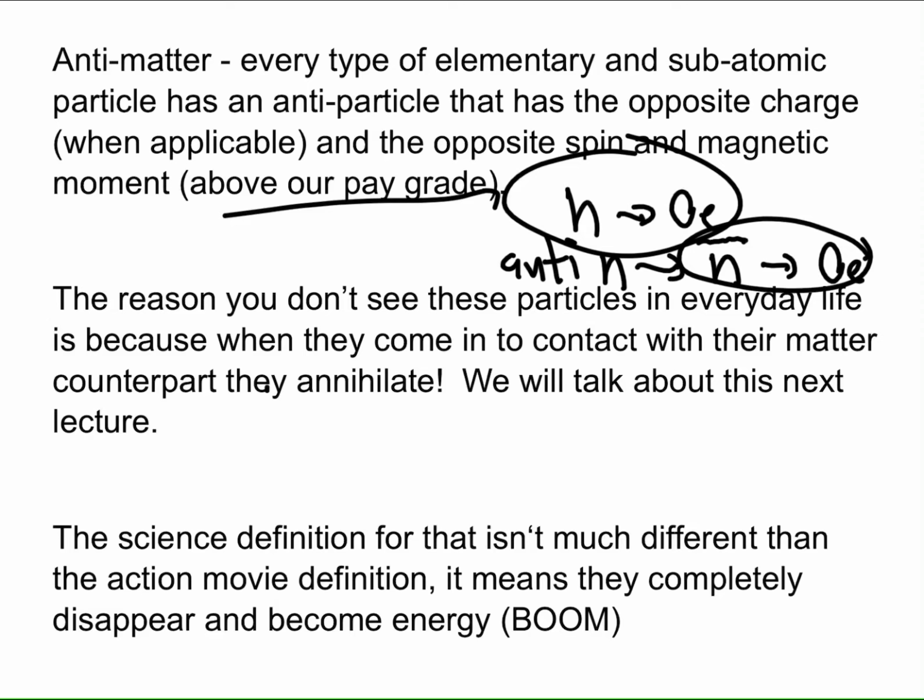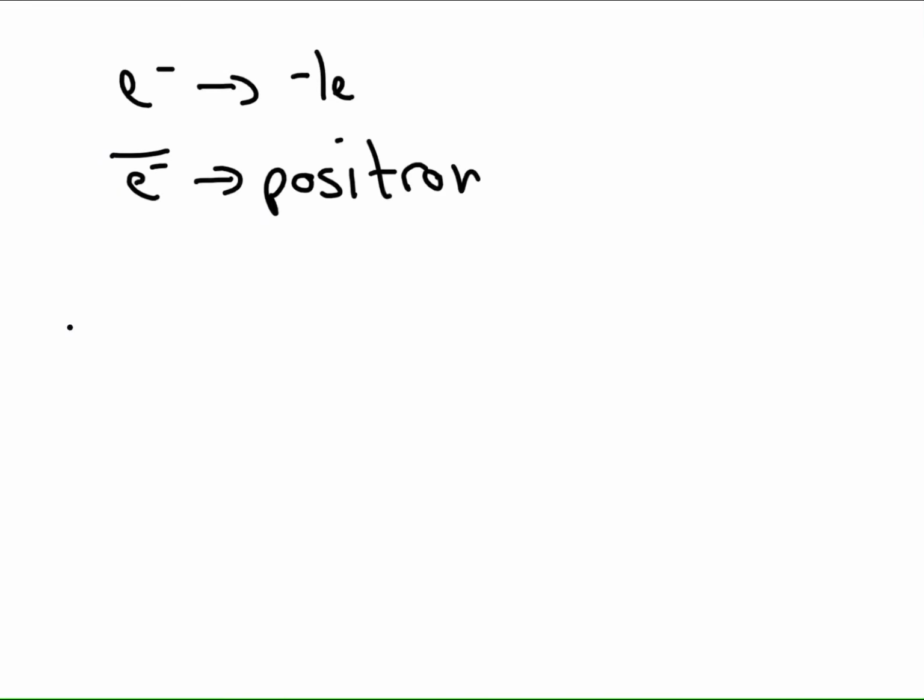Okay. Now, there are other examples that you should know. For instance, an electron has obviously a charge of negative 1 e. An anti-electron is known as a positron. They sometimes write this as e with a positive instead. And this obviously has a charge of positive 1 e.